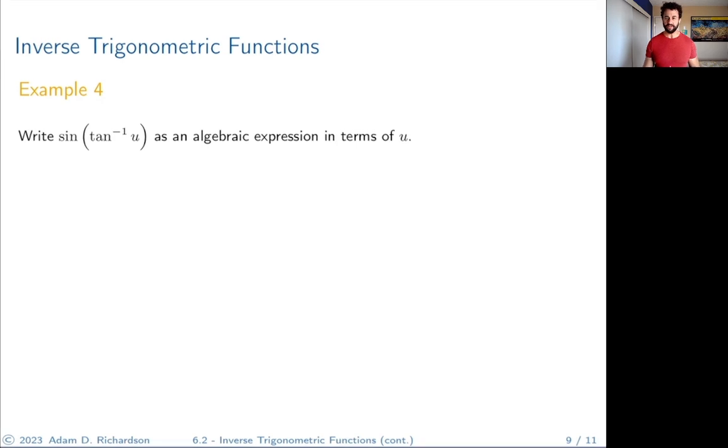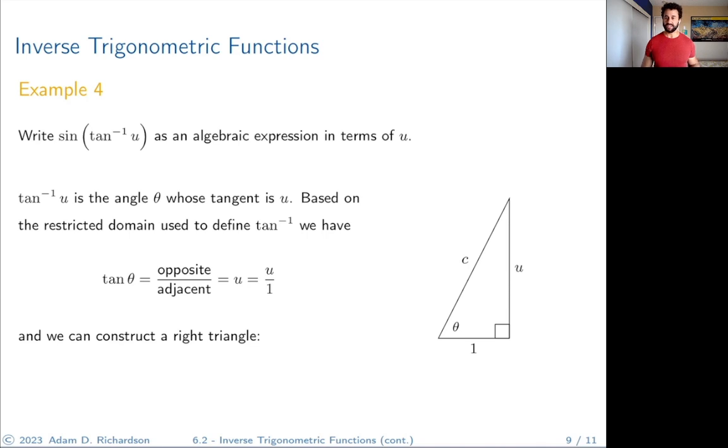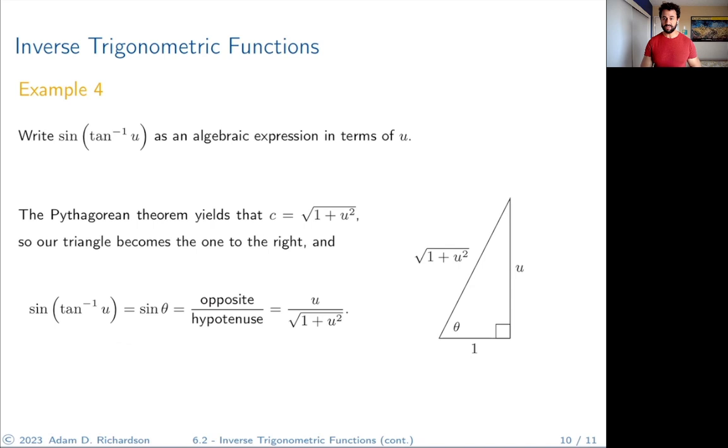All right, now let's do it together. Same process as before. What is tangent inverse of u? That is the angle whose tangent is u. So since tangent is opposite over adjacent, we can write tangent of this angle theta as u over 1, and we can construct a right triangle with that relationship, u over 1, as the opposite over adjacent. There we go. Now we use the Pythagorean theorem to solve for the hypotenuse, and we find that the length of the hypotenuse is going to be square root of 1 plus u squared.